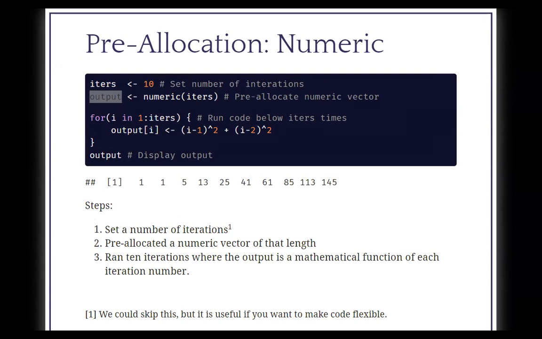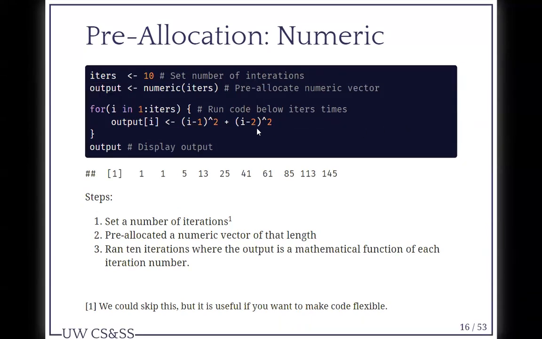So we've pre-allocated that this is going to take on some numeric values. And so right now they're just a bunch of zeros. Now, for i in 1 to iters, so we're still going to iterate from 1 to our set number of iterations. At each element of output, per our index, we're going to assign to it (index minus 1) squared plus (index minus 2) squared. And our output will look something like this.